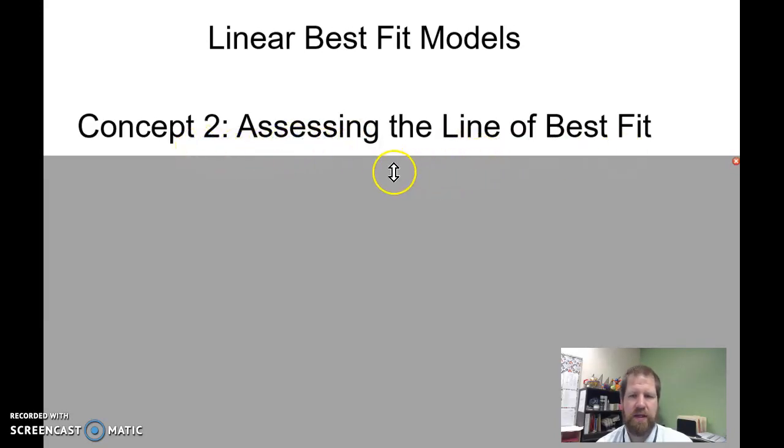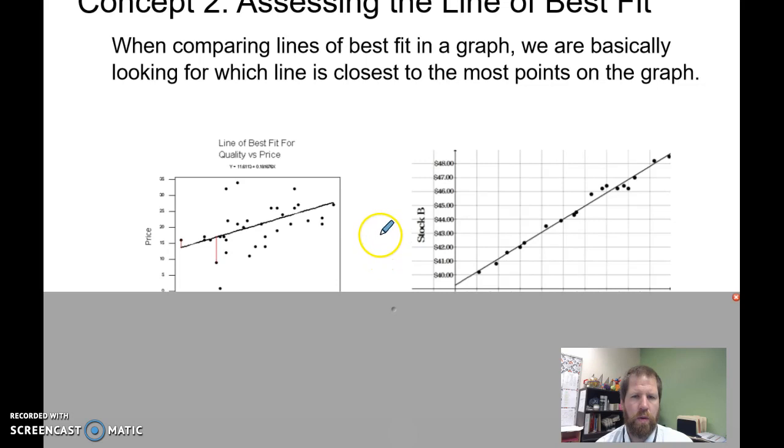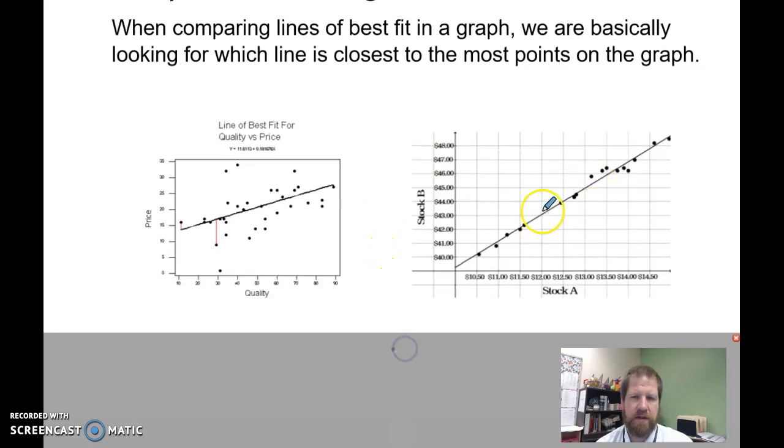Concept 2, assessing the line of best fit. When we are looking at graphs or scatter plots that have lines of best fit, and we're comparing the two, we're trying to figure out which fits the data better, right? Which line is a better match, which can help us predict future events or different values better than the other. What we're really looking for is which line has points on the graph closer to it. Okay, the closer the points are, the better our line of best fit is.